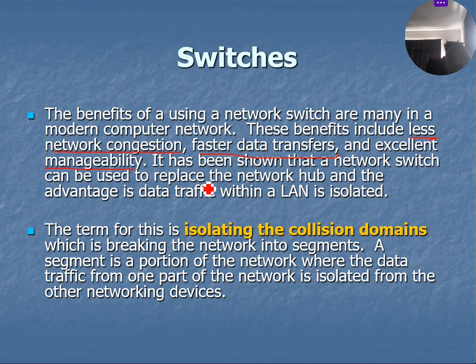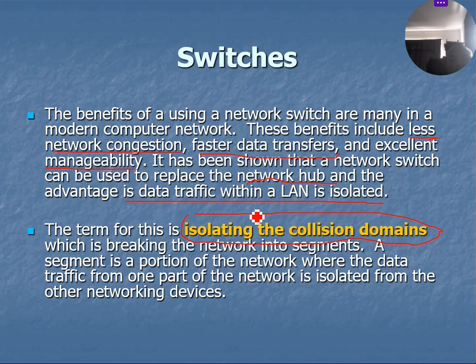So it has been shown that a network switch can be used to replace the network hub that we previously used. So the switch has demonstrated that it can replace the hub. The advantage is that data traffic within a LAN is isolated. The big advantage why it can replace a hub is that the data traffic within the LAN is isolated, unlike in the case of a hub. The term for this is isolating the collision domains.